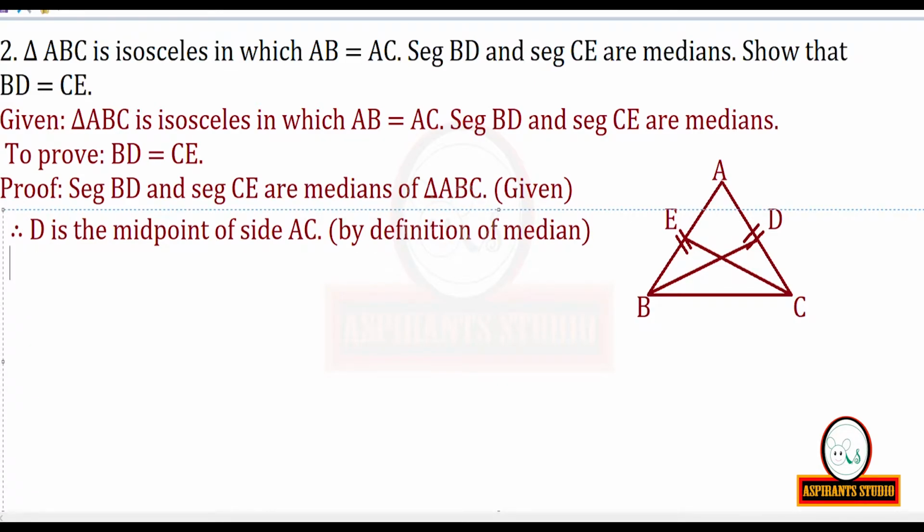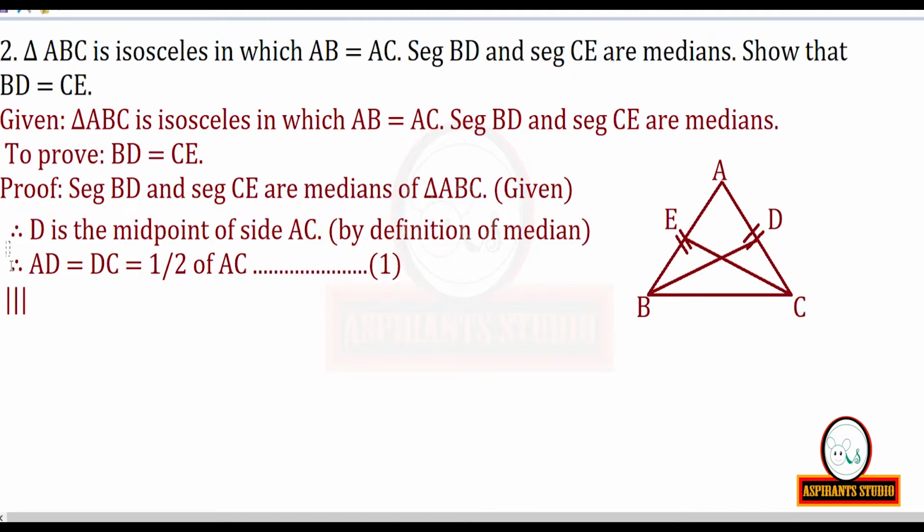Segment BD and segment CE are medians of triangle ABC, so D is the midpoint of side AC by definition of median. Therefore, AD is equal to DC is equal to half of AC. That means length of AD is equal to length of DC is equal to half of length of AC. Take it to be first equation. Similarly, we can have E to be the midpoint of side AB. So length of AE will be equal to length of EB will be equal to half of length of AB.